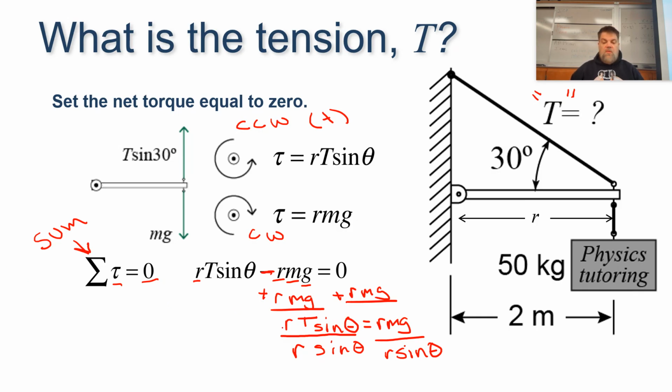So when I do that, this cancels with this, cancels with this. I get t equals r m g over r sine of theta. Then my r's will cancel, and so I get mg over sine of theta. That's the tension on that cable. Okay, so we just do a little algebra. I wanted to write out the steps, so I'll give you a second to write down the steps.